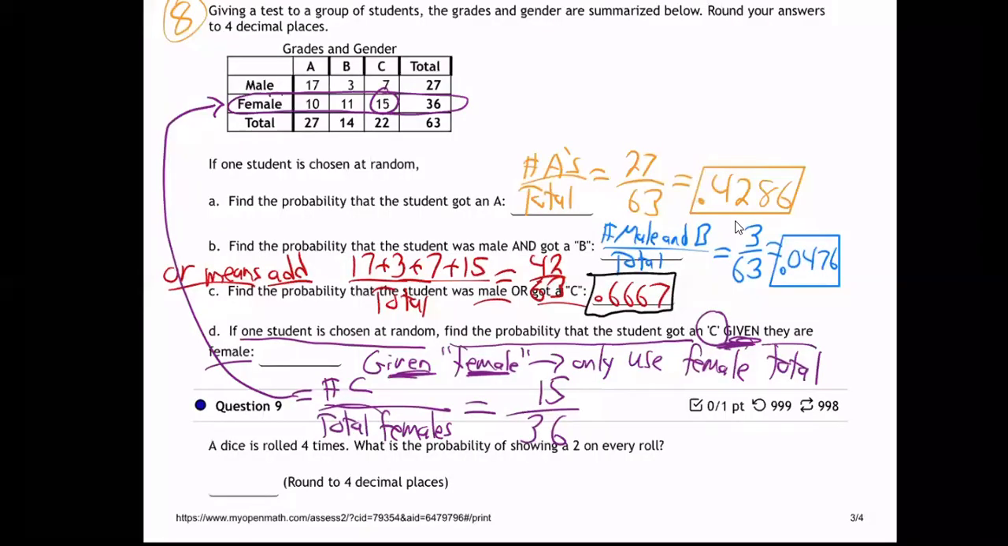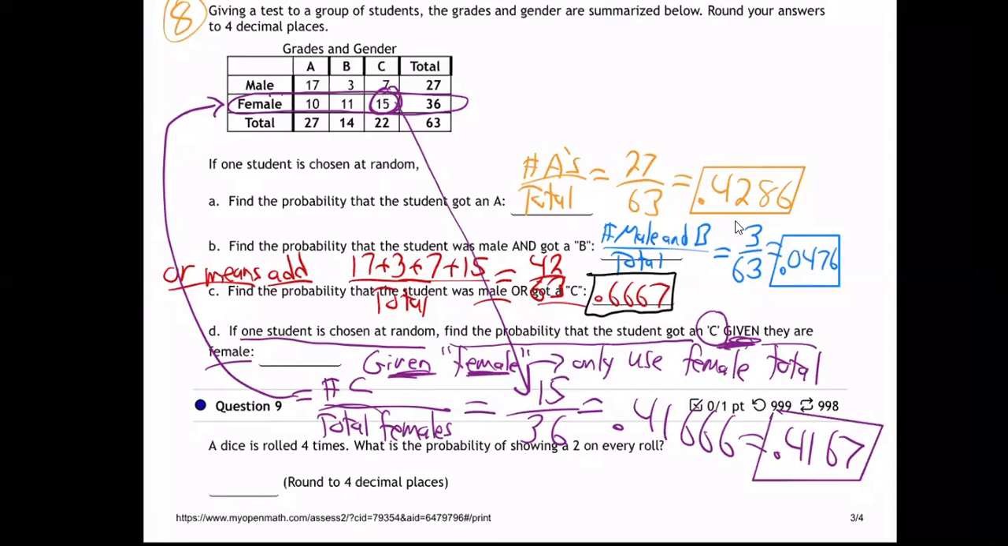So I circled the 15 here and brought that down. 15 out of 36. So divide that on your calculator, and I'm getting 0.41666 forever. So you know we got to round that, 0.4167.